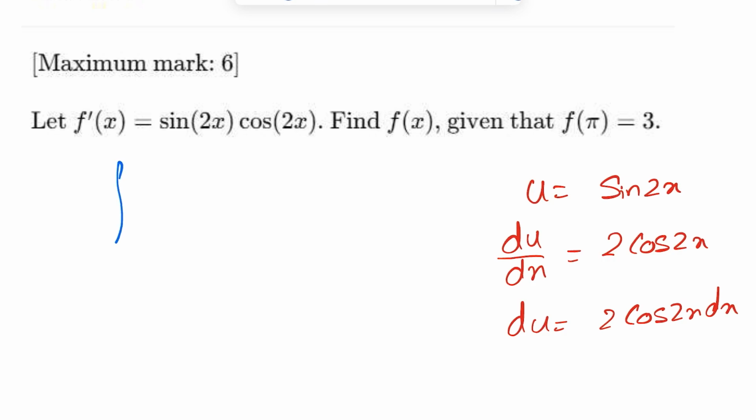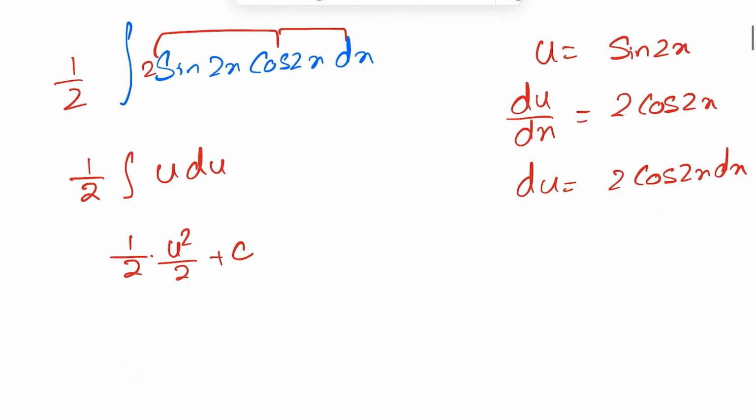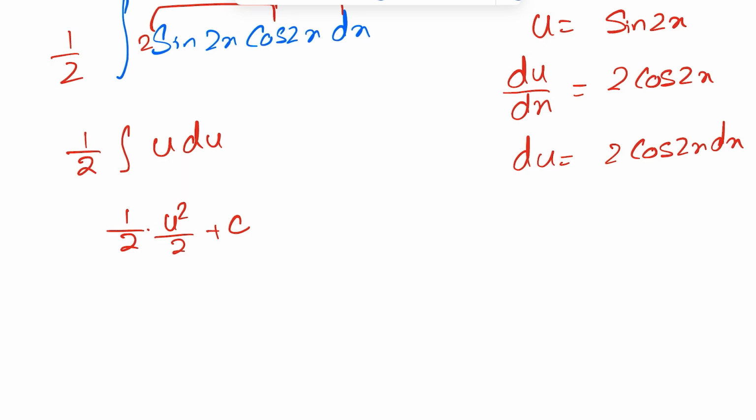Now, the integral of sin 2x cos 2x dx. The 2 is missing, so multiply and divide by 2. So what does it become? 2 cos 2x dx is nothing but du. So it becomes 1/2 times the integral of u du, which is 1/2 times u squared over 2 plus c. Plug back in: f of x equals sine squared 2x over 4 plus c.